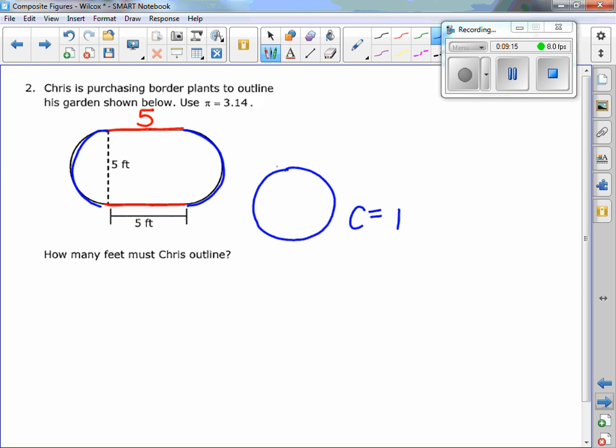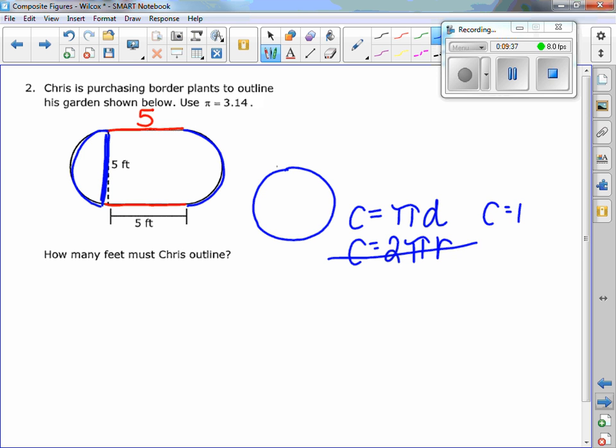Circumference is equal to pi times diameter, or circumference is equal to 2 times pi times the radius. You have 2 of those formulas you can use. In this particular problem, we're given this piece 5, which would be my diameter. So I'm going to go ahead and use the formula that calls for diameter.